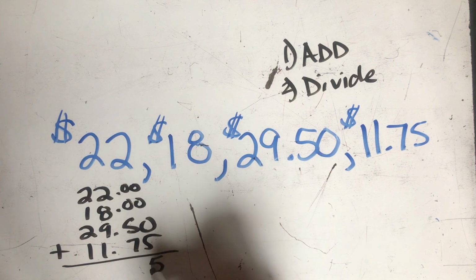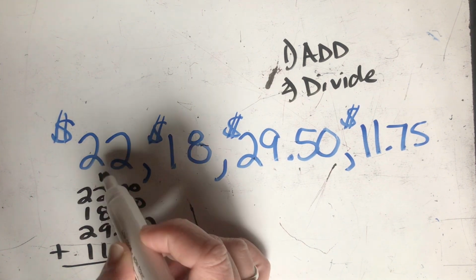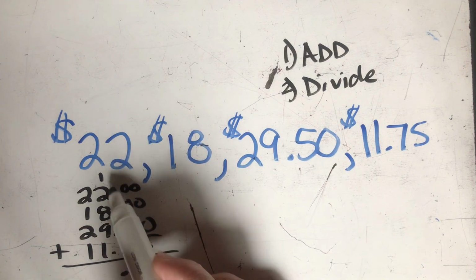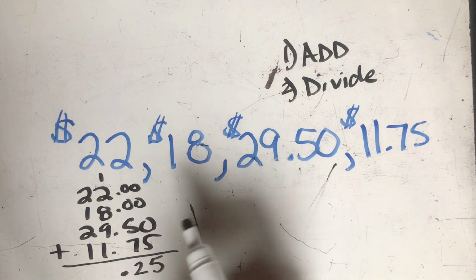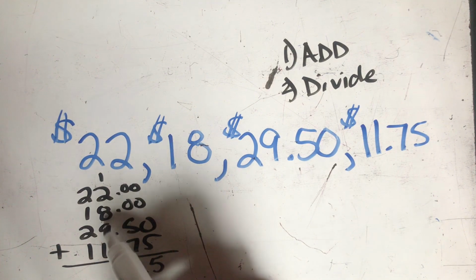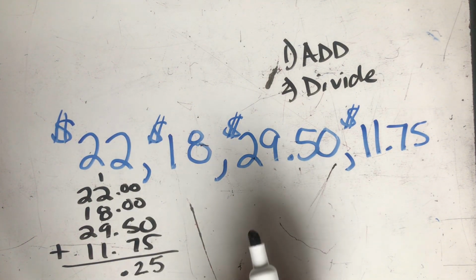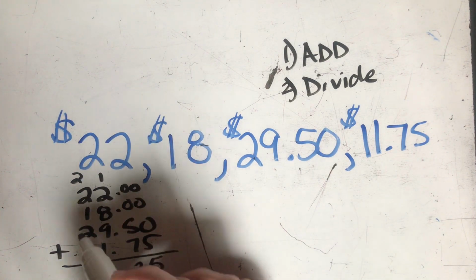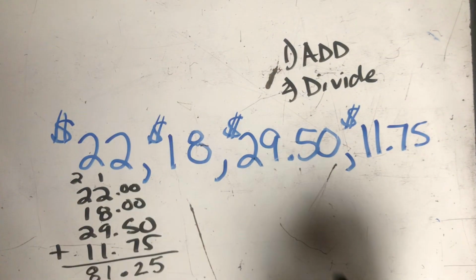All right, so when I add these together, I have a 5. This is a 12. Carry the 1. Line up the dot. Don't forget to put the decimal in the answer. 1 plus 2 is 3. 3 plus 8 is 11. And 11 plus 9 is 20. 21. 2, 4, 6, 8. So I have 81.25.